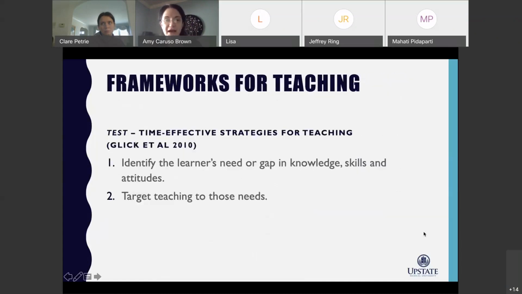And then finally, faculty really liked having concrete frameworks for teaching. And this is one of the best ones that came up. It's called Time Effective Strategies for Teaching, published back in 2010. And it starts with identifying the learner's need or gap in knowledge, skills, and attitudes, and then targeting teaching to those needs.